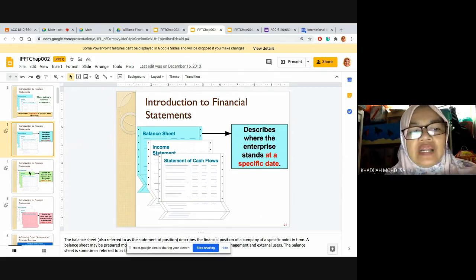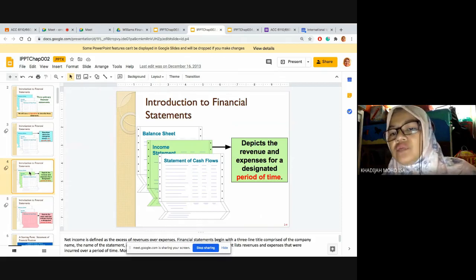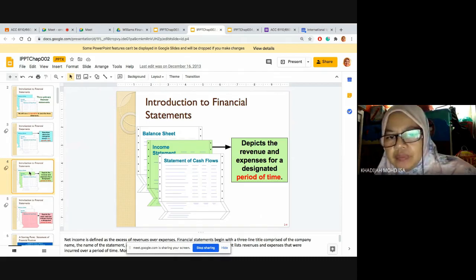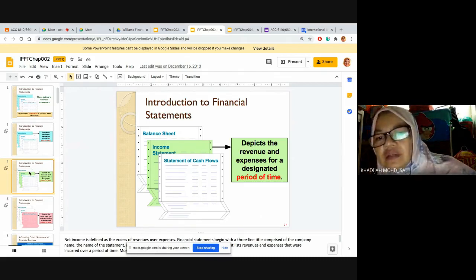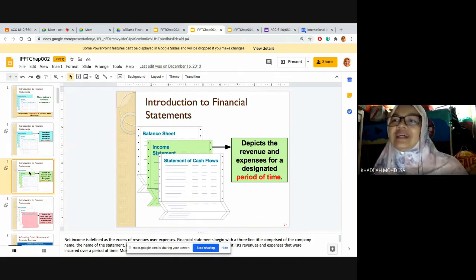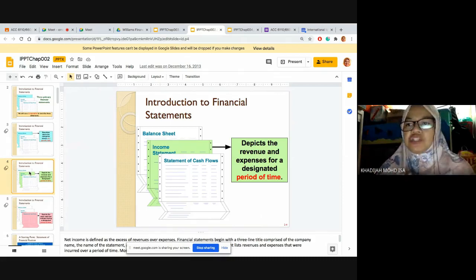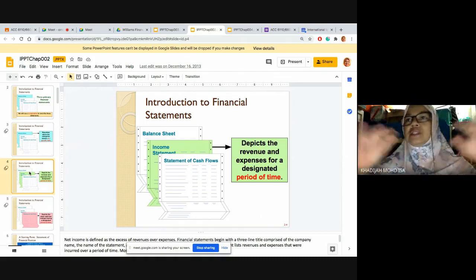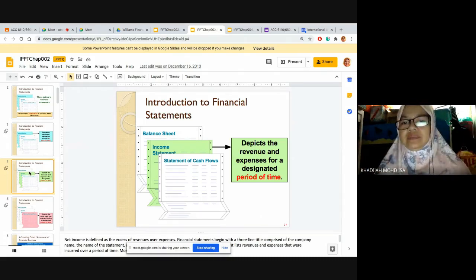But if you're looking at the financial statements in the case of the income statement and cash flow, you are reporting, for example, the statement of comprehensive income or income statement for the period, or for the year ended 31st of December 2020. What do you mean by for the year ended? It means that you're reporting how much is your revenue and how much is your expenses accumulated for the whole year. So you are reporting total revenue and total expenses for the year. It's not at any specific time, but for the whole year.